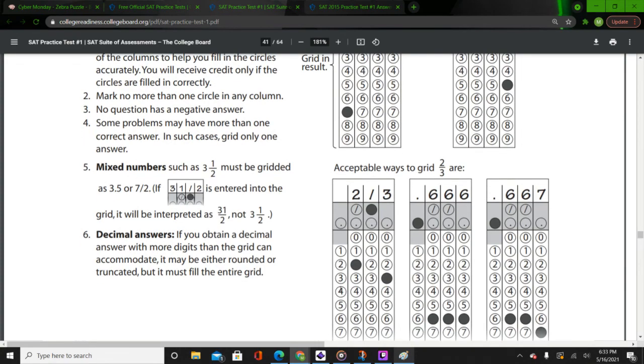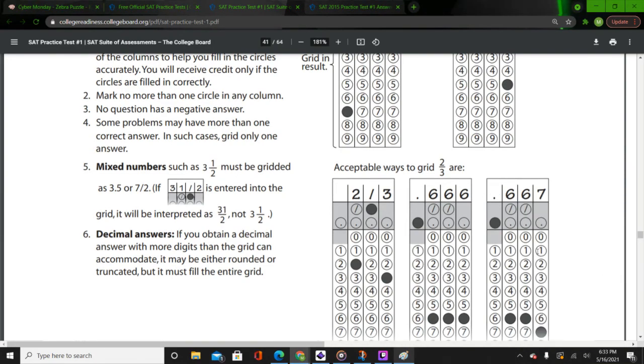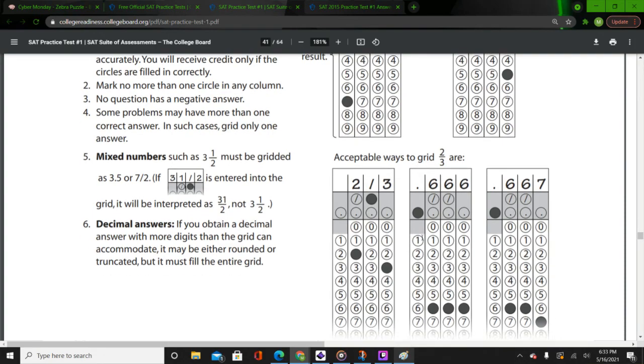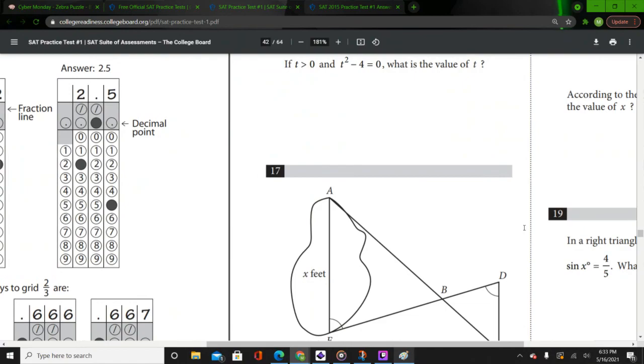Mixed numbers such as 3 and 1 half must be gridded as 3.5 or 7 halves. If 3, 1 over 2 is entered, it will be interpreted as 31 over 2, not 3 and 1 half. If you obtain a decimal answer with more digits than the grid can accommodate, it may be either rounded or truncated, but it must fit the entire grid. Yep, all that jargon, whatnot.